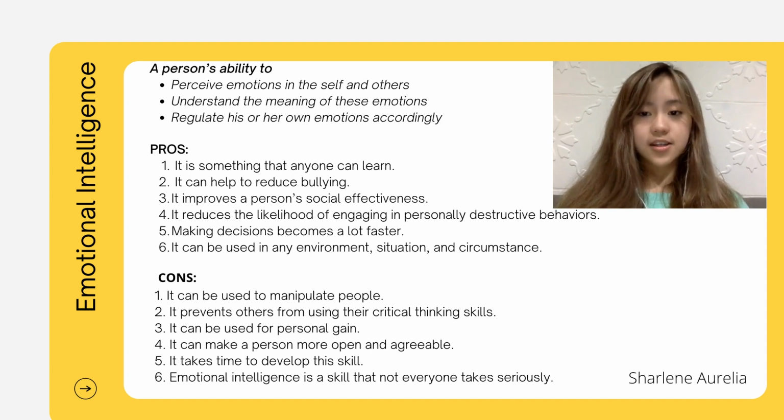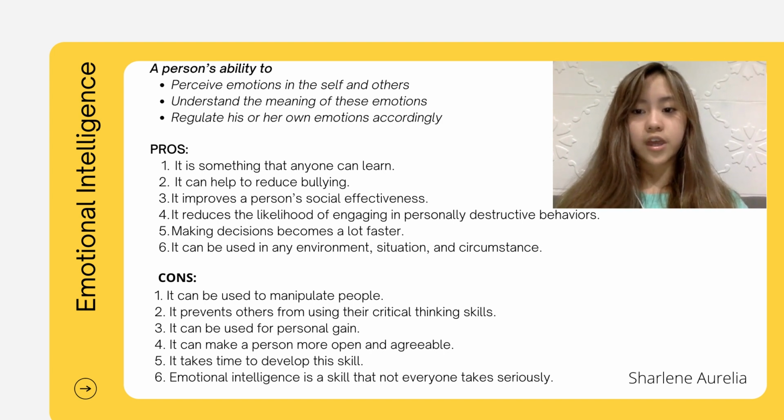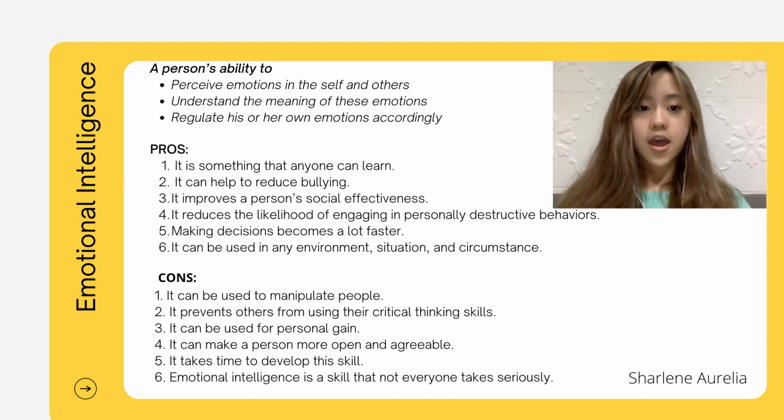The pros of having this skill is it is something that anyone can learn, and it can help to reduce bullying because it increases empathy and it improves a person's social effectiveness so they can interact with others better, and it reduces the likelihood of engaging in personally destructive behavior. Because we understand the feeling of ourselves and others, we tend to avoid those behaviors that result negatively. And making decisions becomes a lot faster because we use our feelings in decision making, and it can be used in any environment, situation, and circumstances.